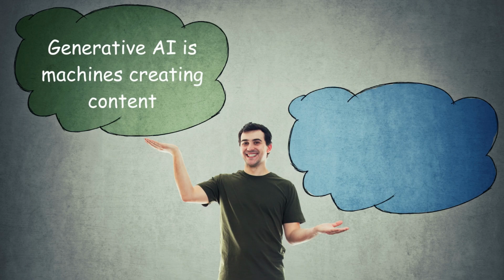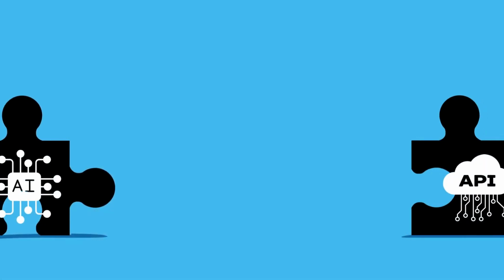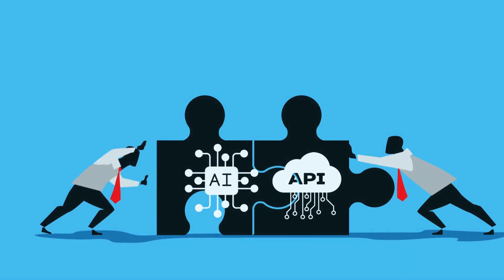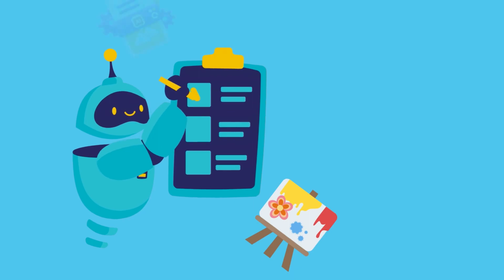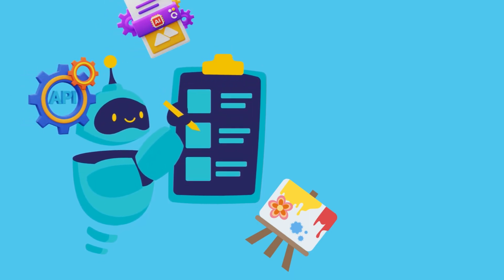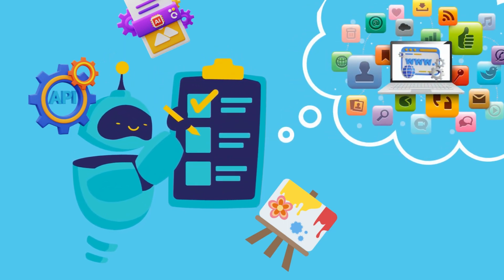Generative AI is all about machines creating content. API, or application programming interfaces, enable software applications to communicate. When these two meet, magic happens. Imagine teaching an AI to create art or generate text. Now, through API, you can seamlessly integrate these AI creations into your apps, websites, or projects.